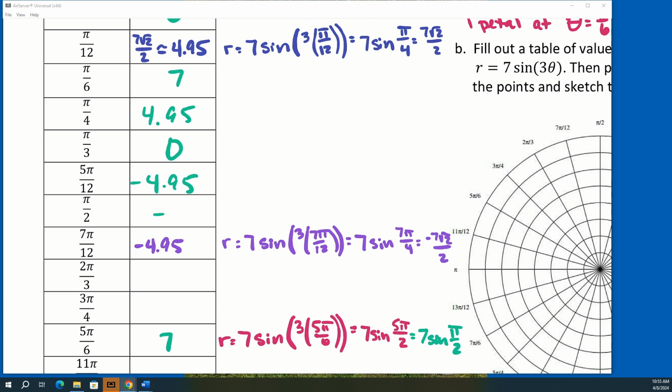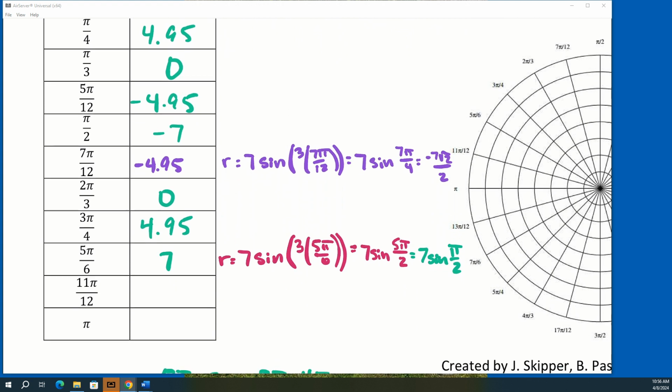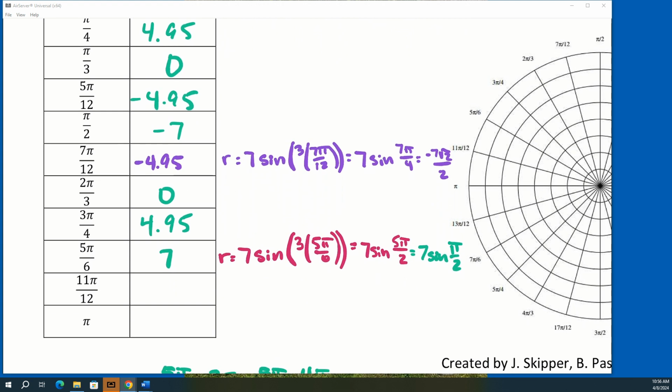It should be negative 7. So the sine of 3 pi over 2 is negative 1. And then negative 1 times 7 is negative 7. All right, 2 pi over 3? Yes. Good. 3 pi over 4? Should be positive 4.95. 11 pi over 12, positive 4.95. It's okay. And then pi, 0.